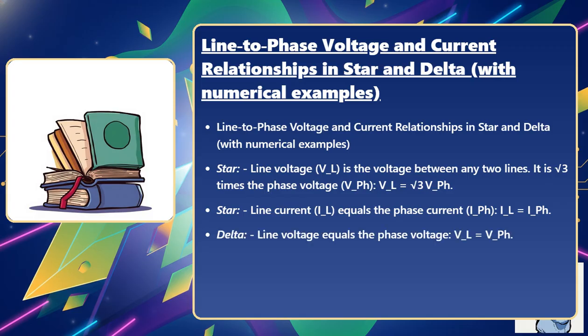Delta line voltage equals the phase voltage. V sub L equals V sub PH. Delta line current is square root of 3 times the phase current. I sub L equals square root of 3 times I sub PH.